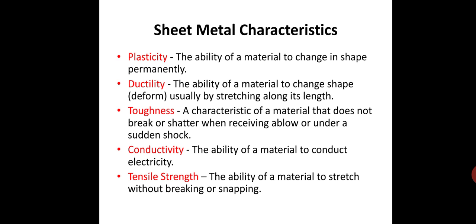The next characteristic is toughness, a characteristic of the material that does not break or shatter when receiving a blow or under a sudden shock. And the next characteristic is conductivity, the ability of the material to conduct electricity. And the next is tensile strength, the ability of the material to stretch without breaking or snapping.